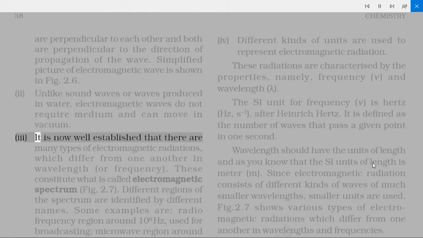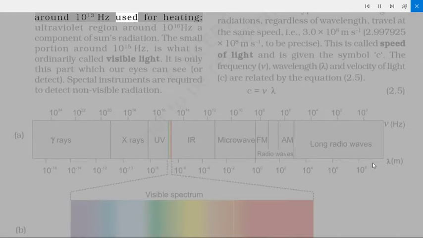3. It is now well established that there are many types of electromagnetic radiations, which differ from one another in wavelength or frequency. These constitute what is called electromagnetic spectrum, Fig. 2.7. Different regions of the spectrum are identified by different names. Some examples are radio frequency region around 10^6 Hz, used for broadcasting, microwave region around 10^10 Hz, used for radar, infrared region around 10^13 Hz, used for heating, ultraviolet region around 10^16 Hz, a component of sun's radiation.